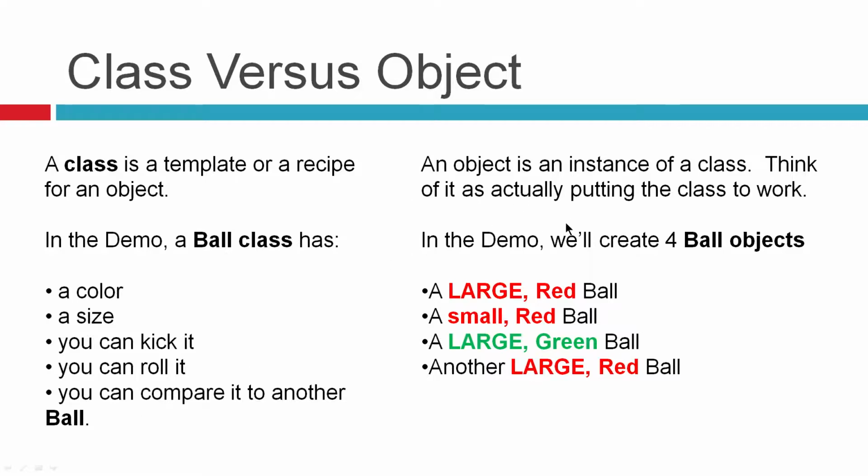An object, however, is an instance of a class. Think of it as actually putting the class to work. In the demo, we'll create 4 ball objects. So we'll create a large red ball, a small red ball, a large green ball, and another large red ball. So in other words, kind of visually how we like to see it.